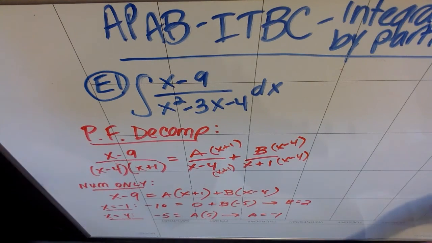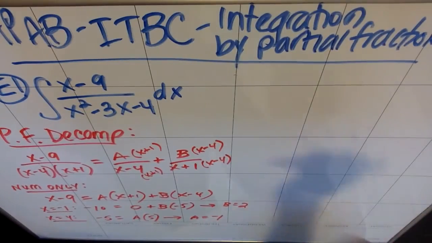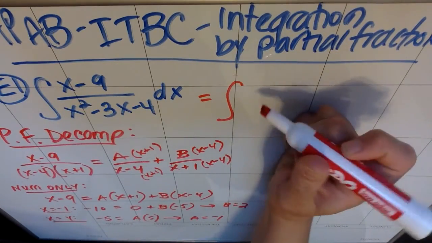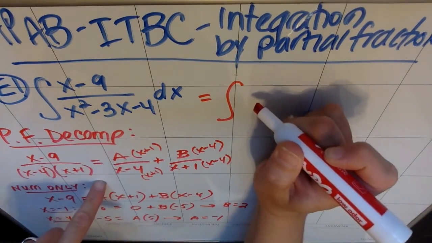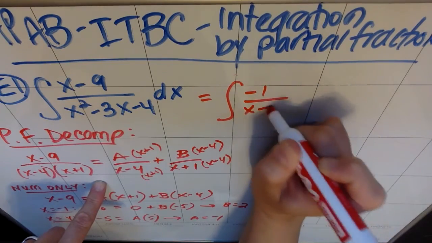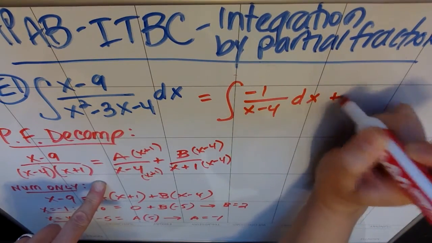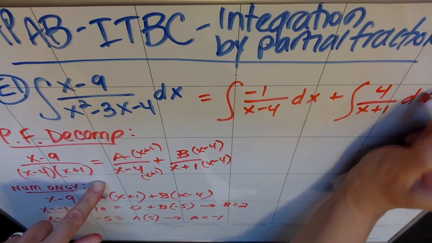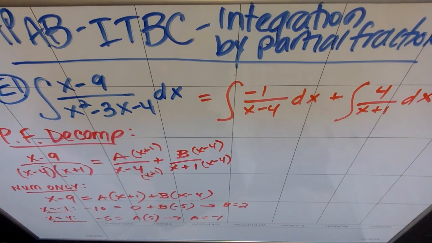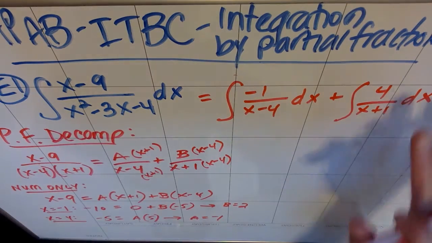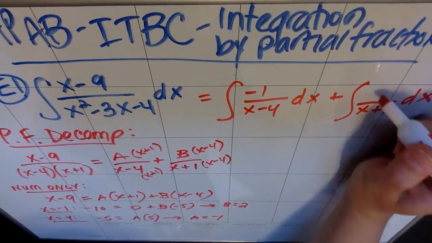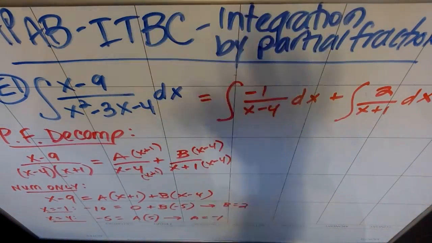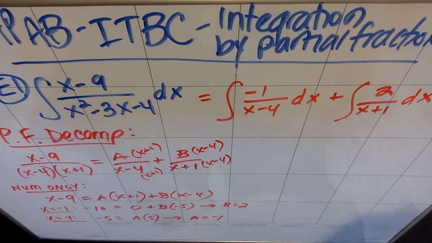So what that does for me, if we come back up to the top now, because all of that was pre-calc, is I can split this into two integrals. A over x minus 4, well, that's negative 1 over x minus 4 dx, plus the integral of 4 over x plus 1 dx, right? Oh, sorry, it's not a 4, it's a 2. My bad. I don't know where I got a 4. It says 2 right there. Anyway, sorry, computer froze for a sec.